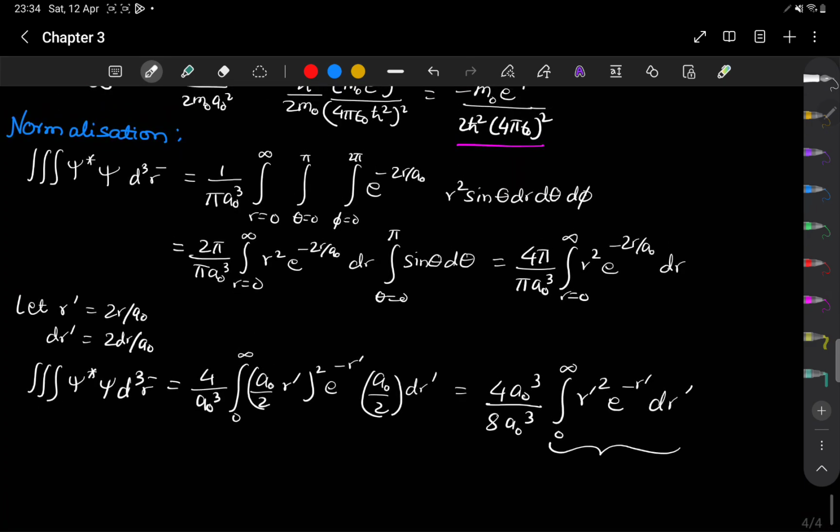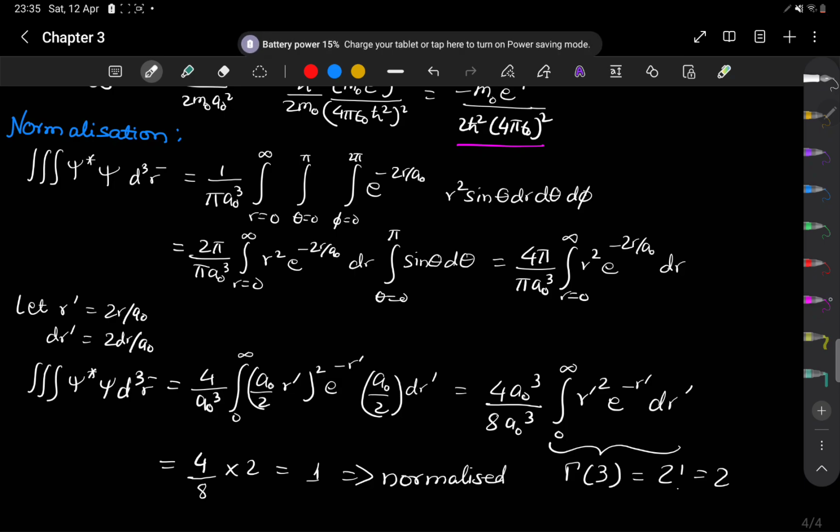and this is nothing but the gamma function of 3, which is 2 factorial, which is equal to 2. So this gives me 4, and a naught cubed cancel, so 4 by 8 into 2, which is equal to 1, which means that the wave function is correctly normalized.